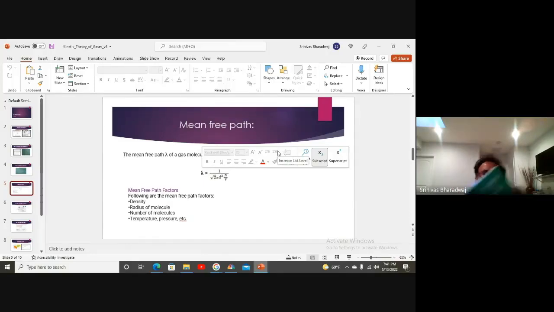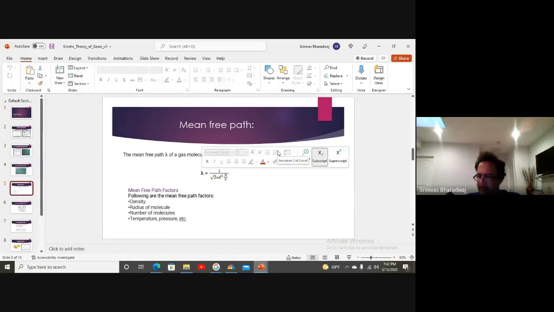This is very well explained by Professor H.C. Verma in his book. My suggestion is that you read this kinetic theory of gases chapter, chapter 24 of book 2. Kinetic theory of gases is taught very well there.